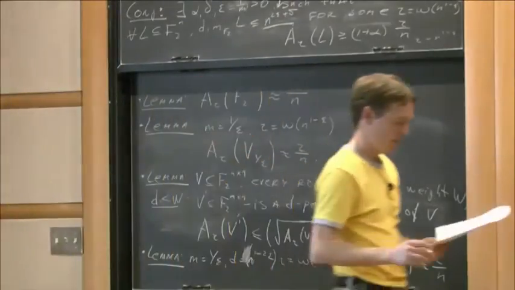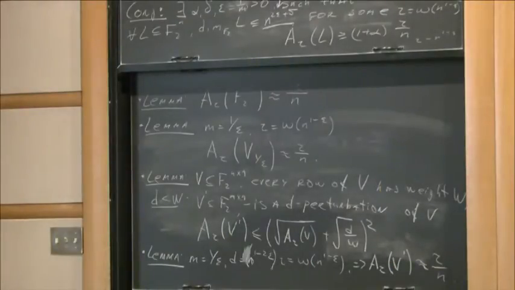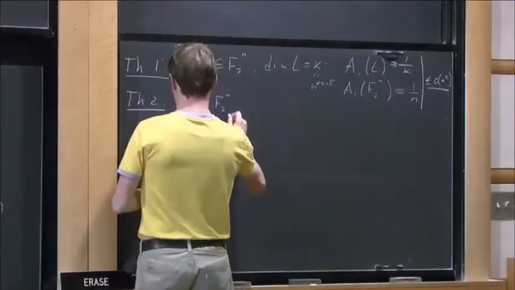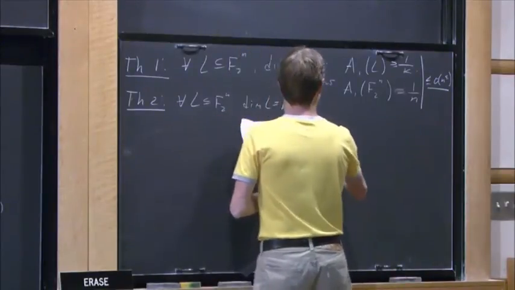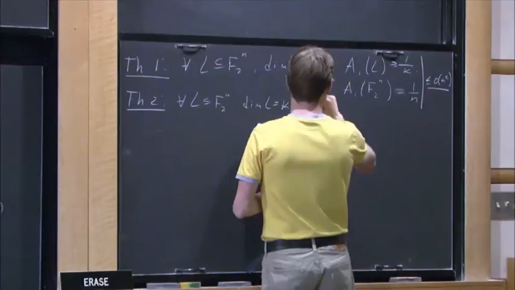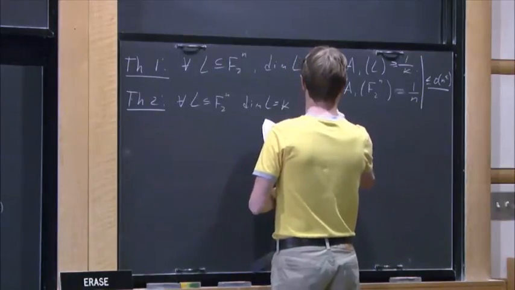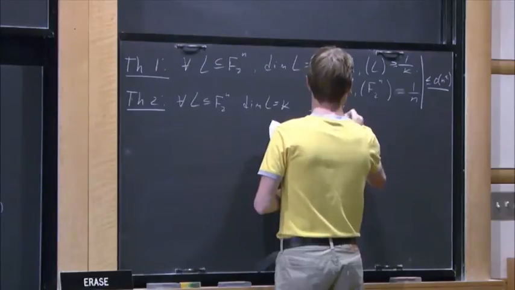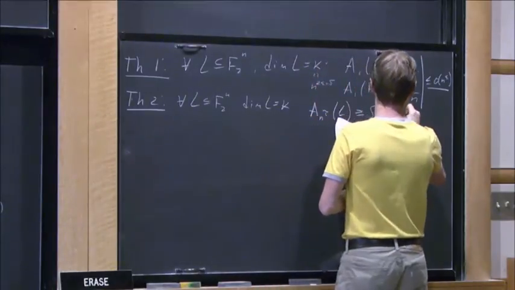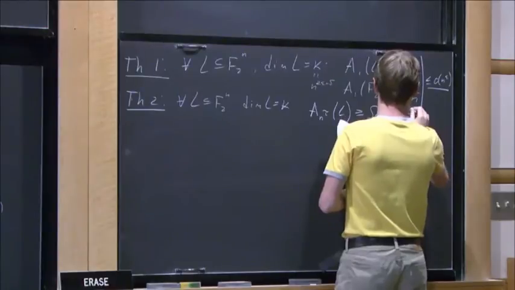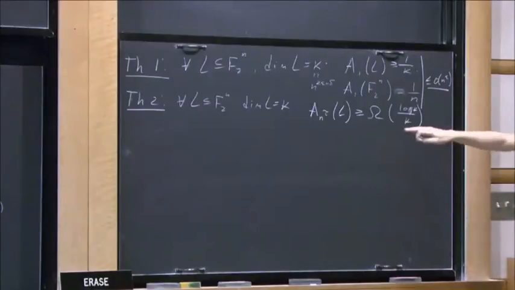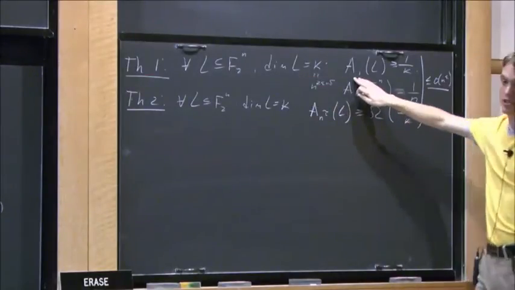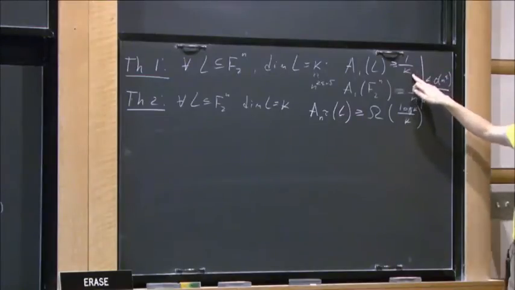So let me state the second one, and then we'll have a break. So for all L in F2 to the n, well, basically, the first result says that if I just look at one-dimensional approximations, then I can already get this factor of 1 over k.